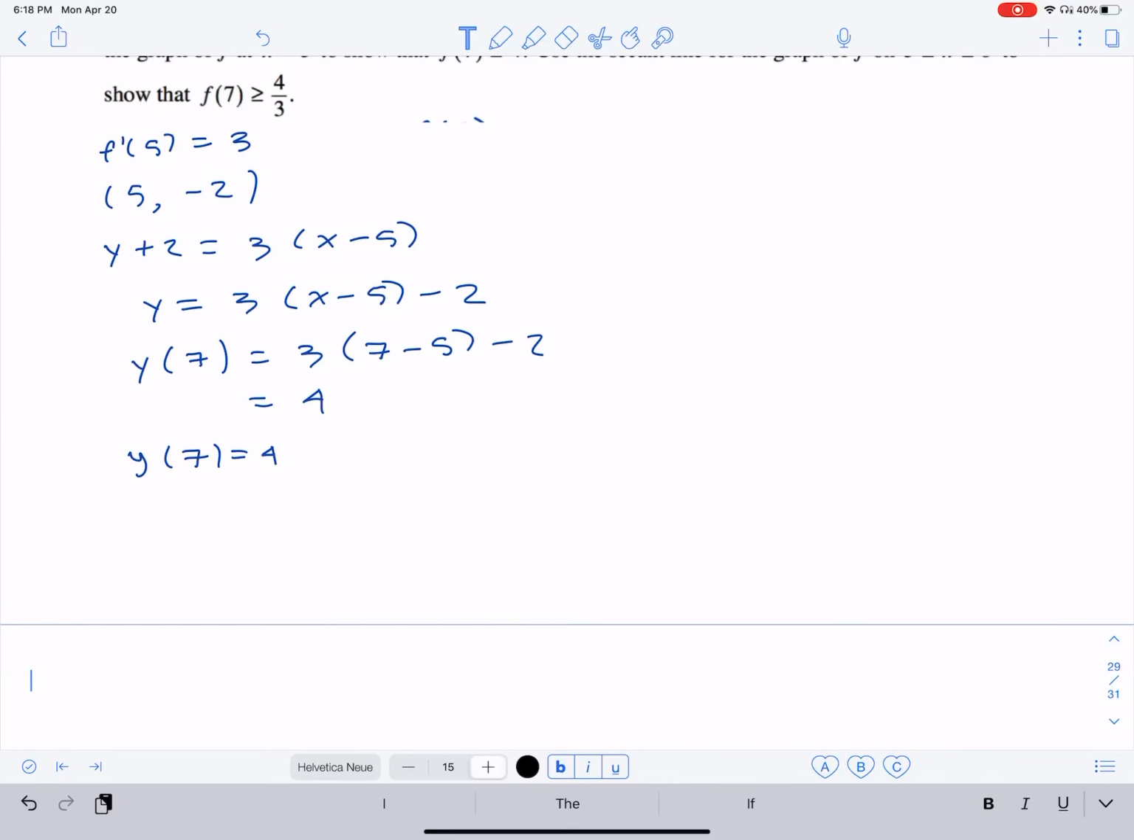Okay, so let's write that down. First off, let's think about what I talked about. So, things we have to mention. We have to mention concavity. So I'm going to say since f double prime is less than 0, the function f is concave down on the given interval. Okay?